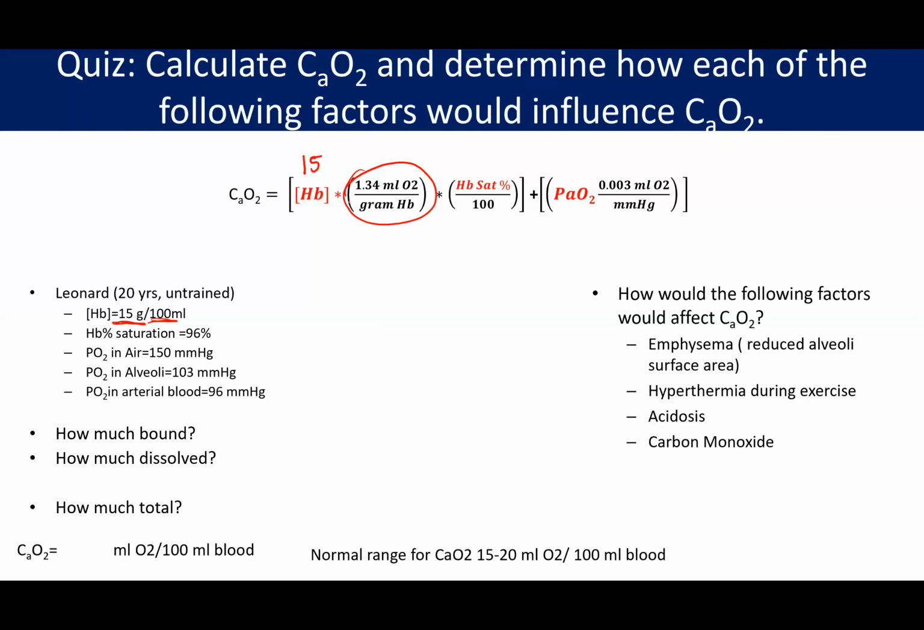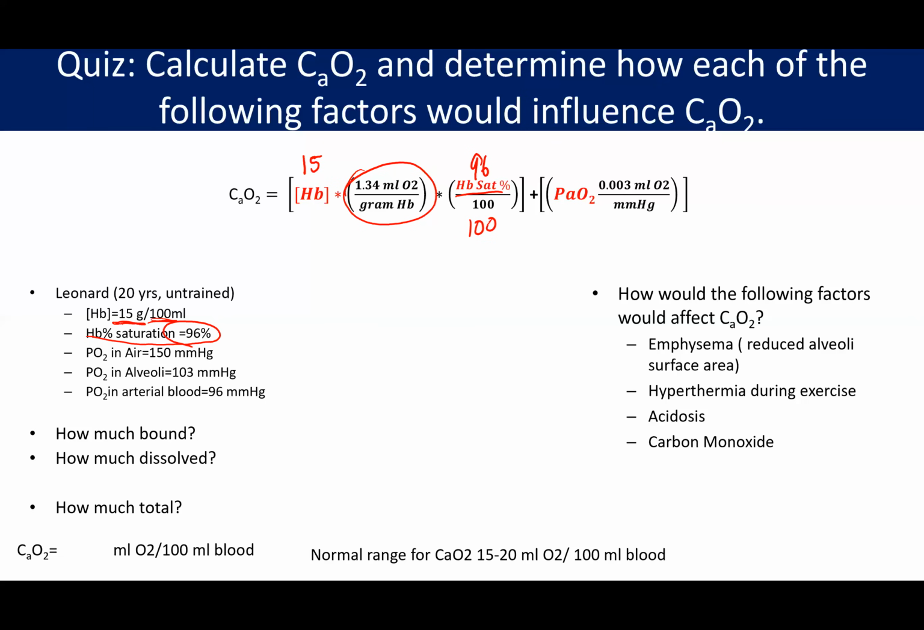And now we look at how saturated the arterial blood is. So our hemoglobin saturation in the arterial blood is 96%. So we would put 96 here, divide by the 100. And that's how we calculate how much is bound to the hemoglobin.